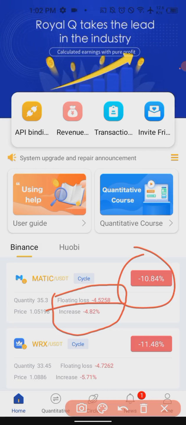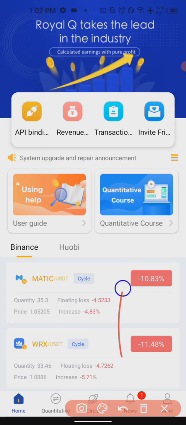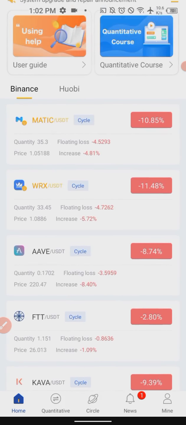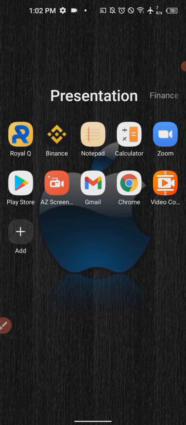So here right now, you can see these are coins I'm trading. For those who will be asking, is it that you're trading in the bot? No, I'm not trading in the bot. Every coin you see here, let us take note of the first four: Matic, WRX, RV, and FTT. So let us go to Binance and see them.